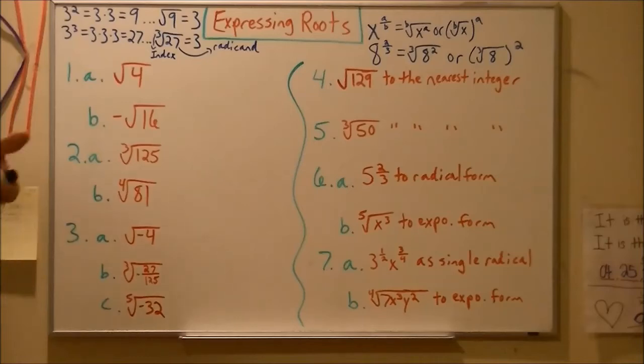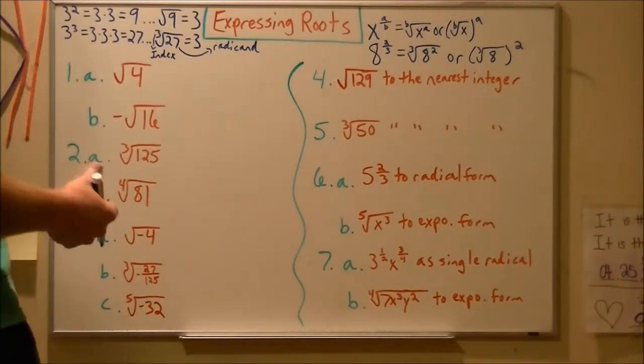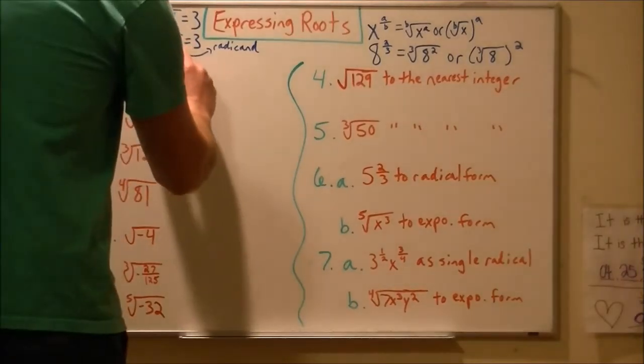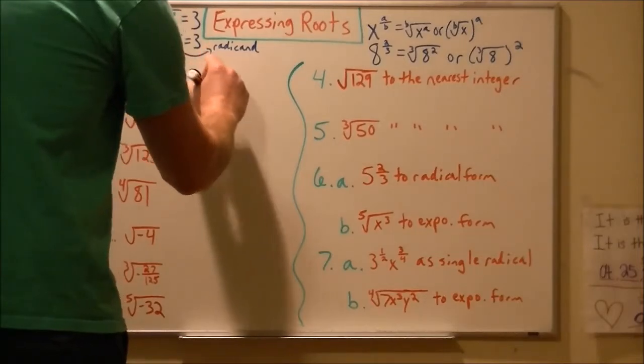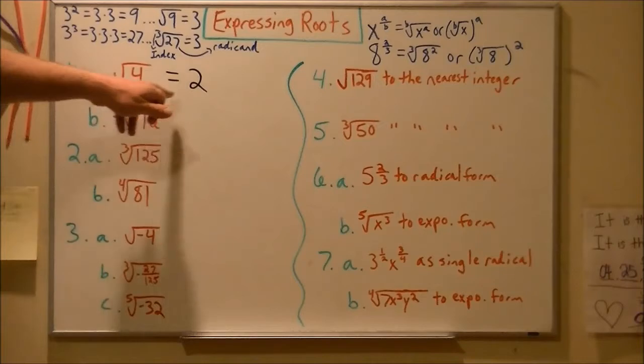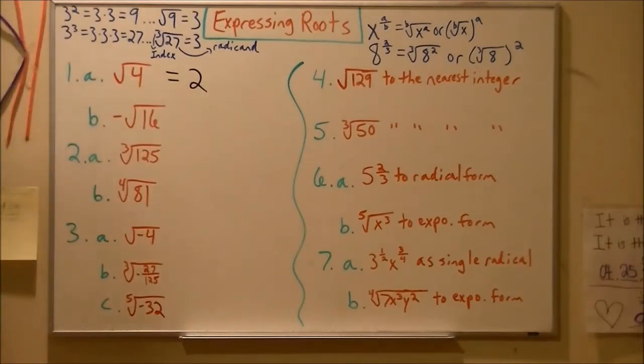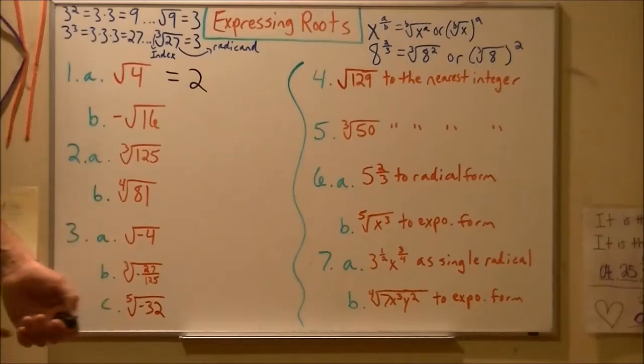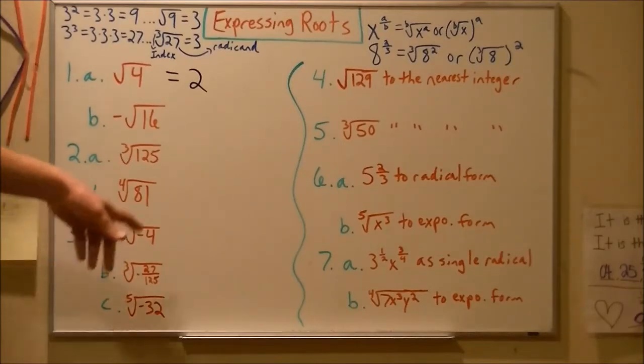The square root of 4. What times itself gives me the number 4? 2 times 2 is 4, so the square root of 4 is 2. Okay, let's move on to more complex matters. This isn't that much more complex, however it is slightly more so.